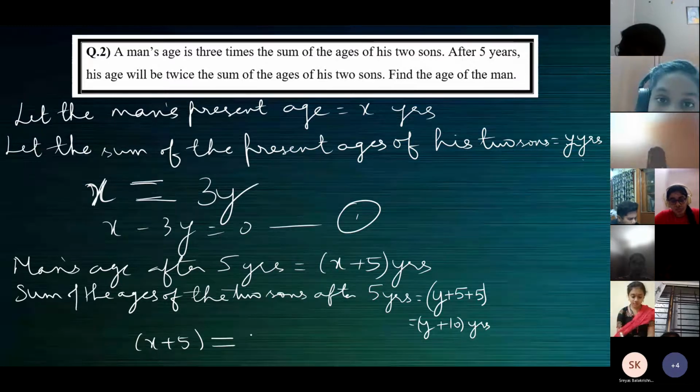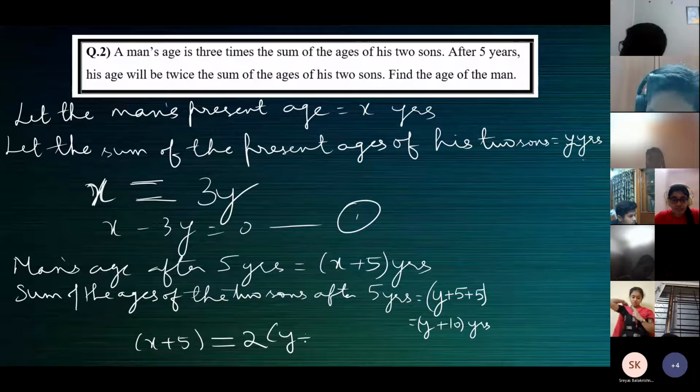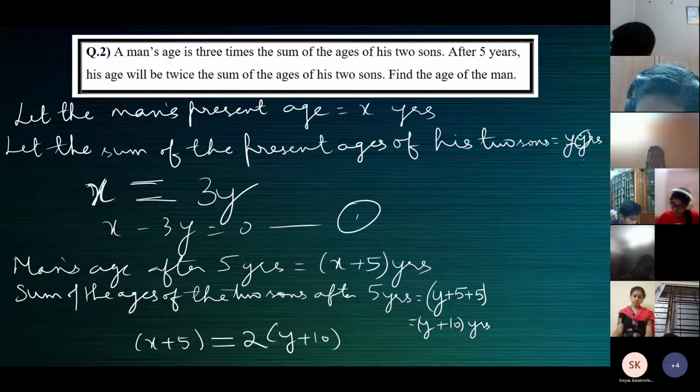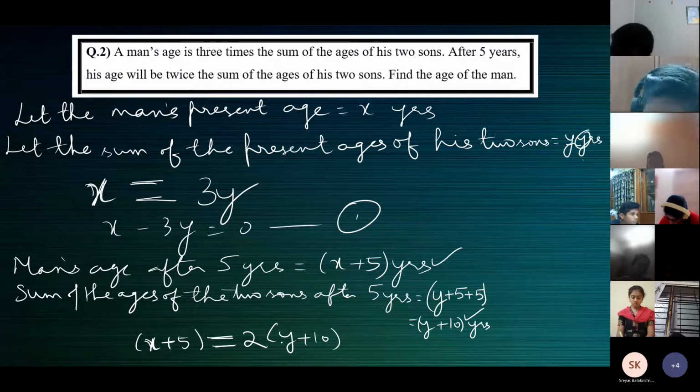Twice, meaning 2 into the sum of the ages of his 2 sons, 2 into y plus 10. Now don't ask me why you're not taking y. We are not talking about the present, we're talking about after 5 years. So after 5 years, you must take this one and this one only. You must not take the percentages for the equation. So this is the man's age after 5 years: x plus 5 will be equal to twice, 2 into the sum of the ages of his 2 sons, y plus 10.